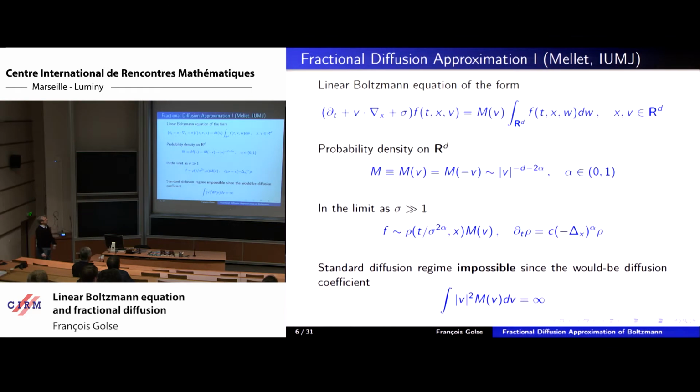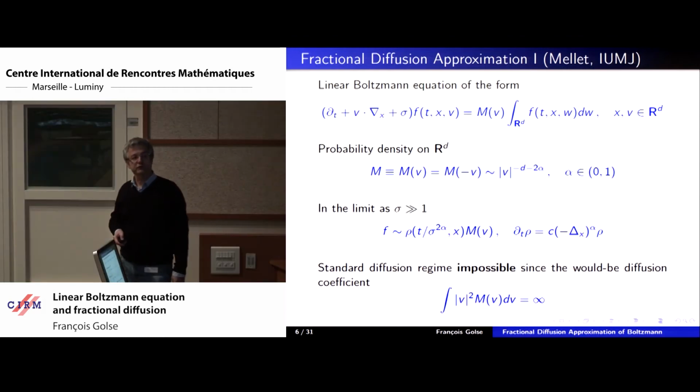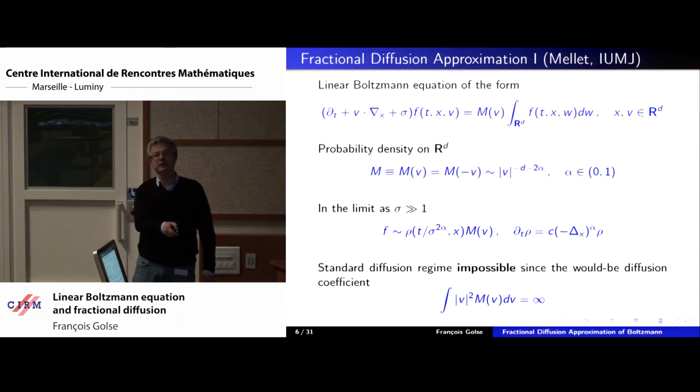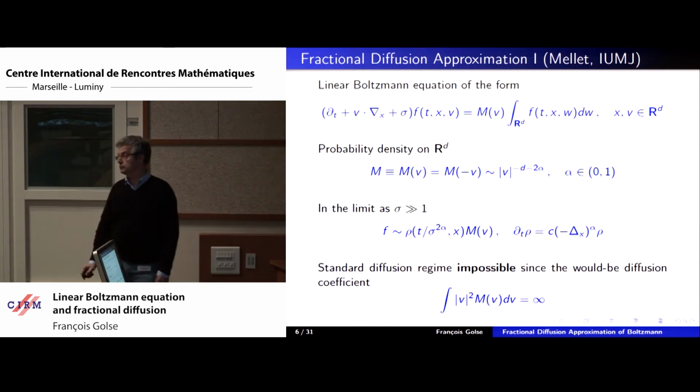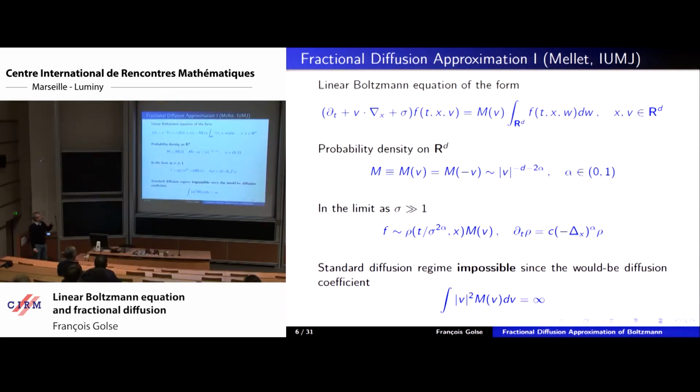If you would try to apply the argument which I showed you before, it would not work, because the diffusion coefficient that you would try to compute in this way would be the second moment of this Maxwellian here, and the second moment turns out to be infinite. That's one of the reasons why the standard diffusion doesn't work. In other words, here the standard diffusion does not apply because of the fat tails, the heavy tails of the equilibrium distribution at infinity.